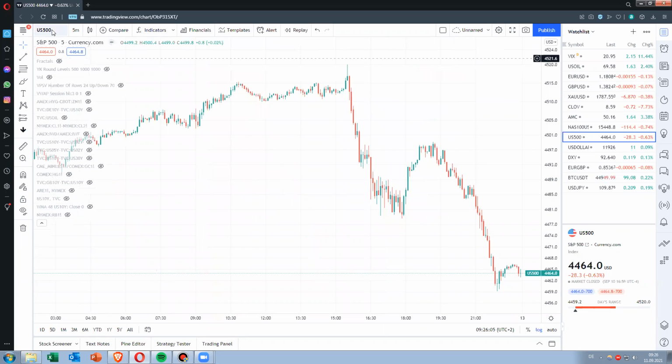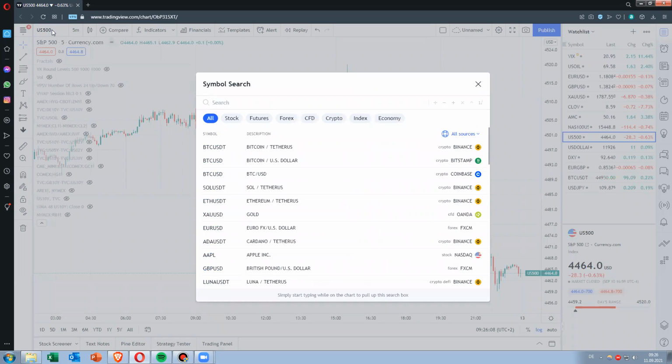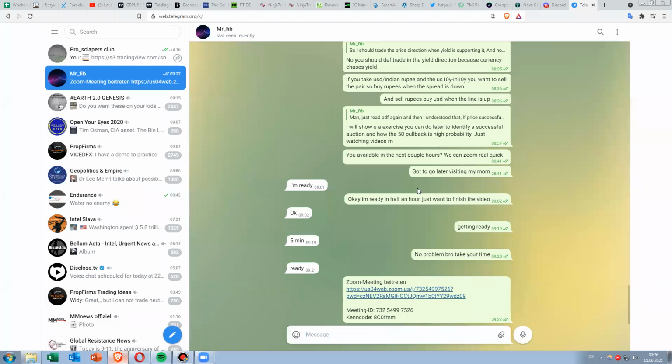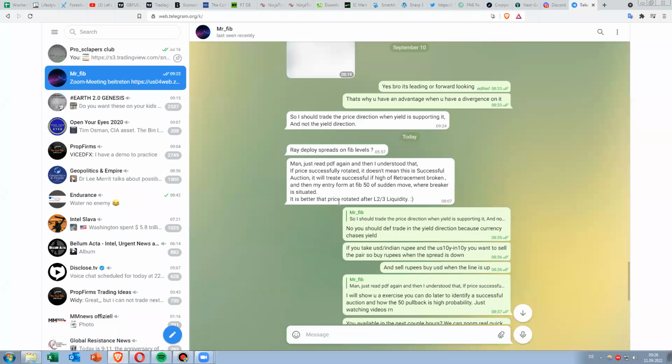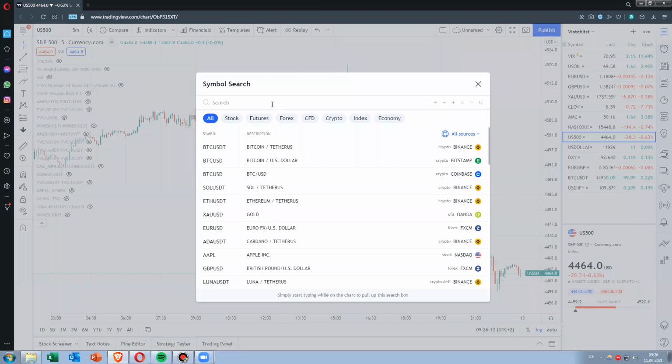Okay, so let's look at value divergence. No, let's look at breakouts first, okay? Because one question of yours was basically, if price successfully rotated, it doesn't mean this is a successful auction. It will be treated as successful if the high of the retracement is broken. And then my entry from a 15 fib level of a sudden move for a breaker is situated. So there is a simple exercise I used to do in the beginning.